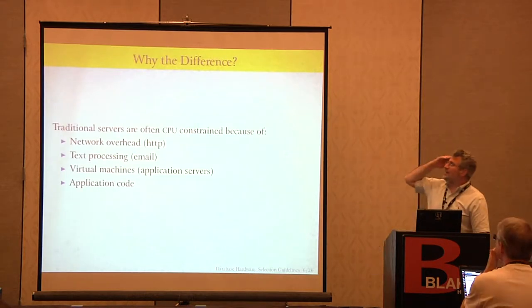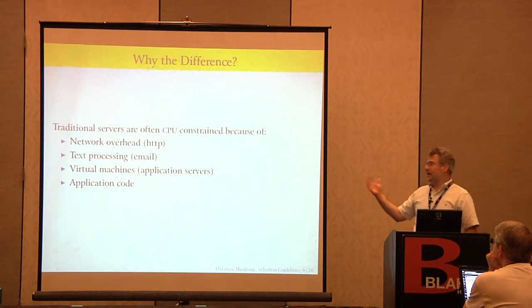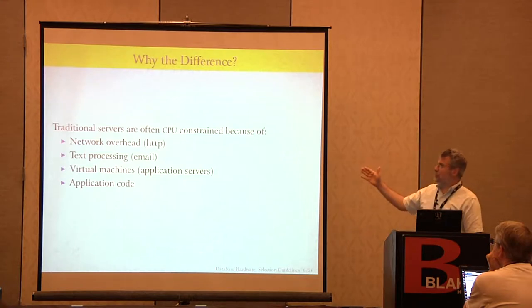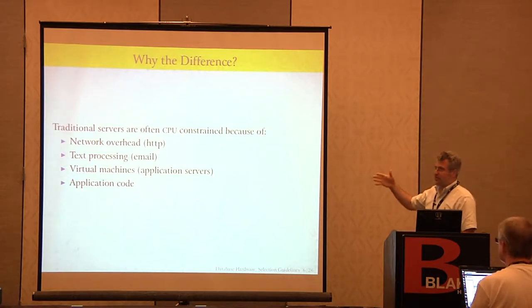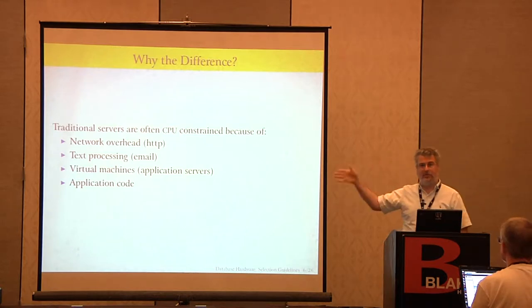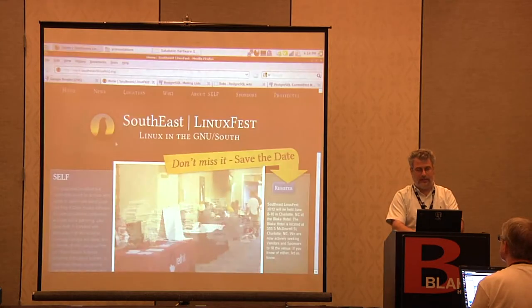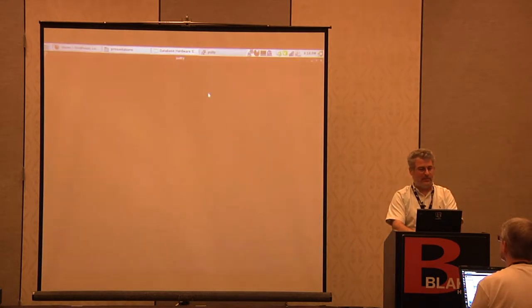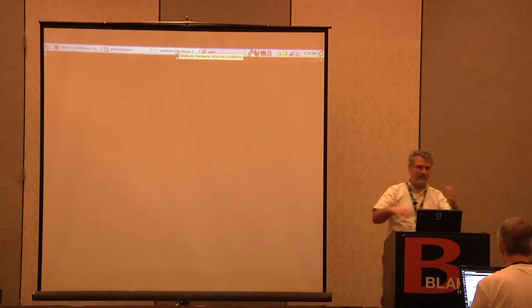So why is this mismatch? What is it about databases that we really don't get? And that is that traditional servers are normally CPU constrained: HTTP, email, application servers, application code. Obviously, these are often bottlenecked by CPU. And we have nice graphs, where we can go into our systems and see, okay, these CPUs are doing this and these CPUs are doing that.